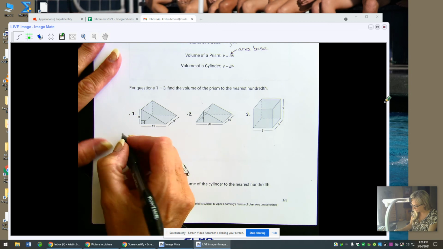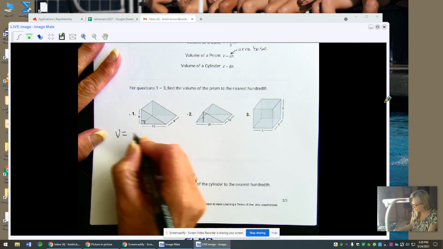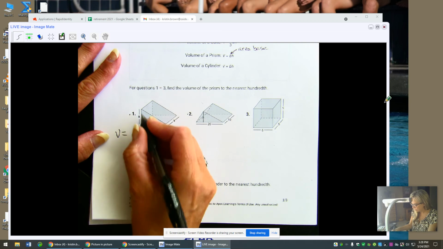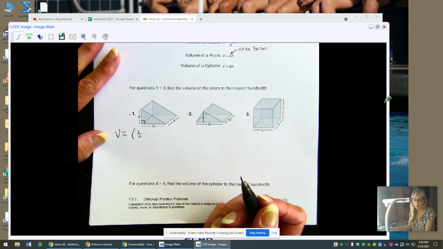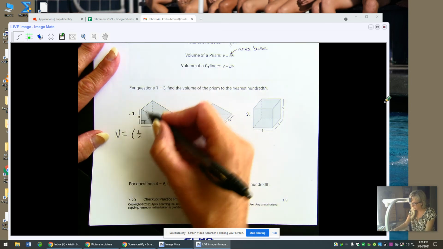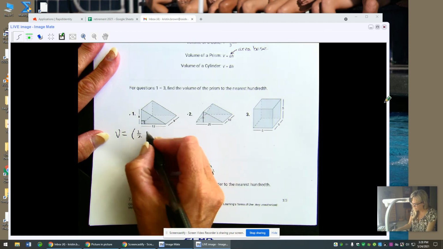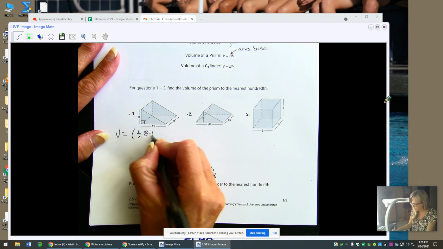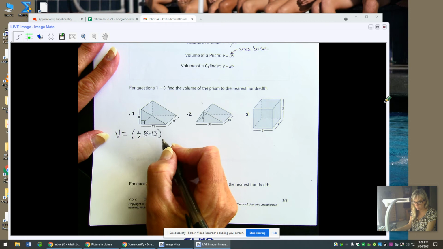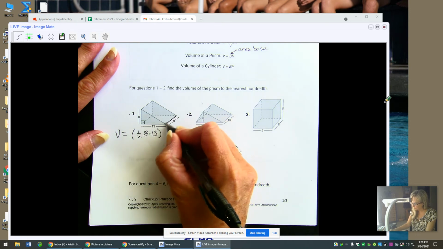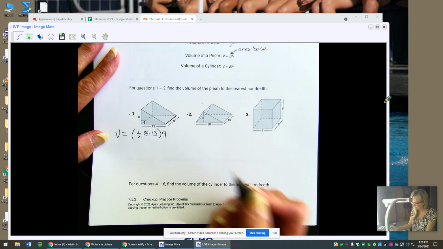So here we go. It's triangular, so the area of that triangle is 1/2 base times height. We talk about the base of the triangle and the height of the triangle; this could be the base, that's the height. Then multiply by the height of the prism. This is the height of the prism, so times 9.